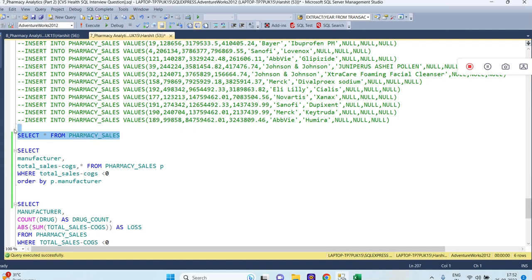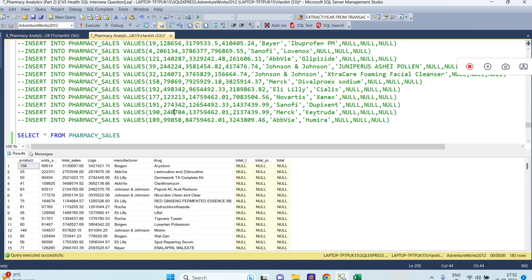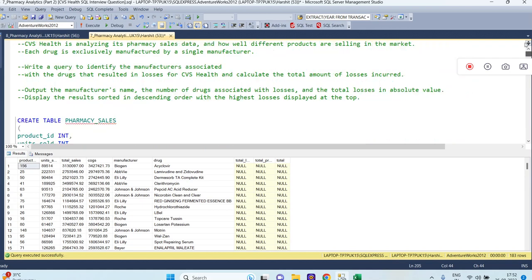So this is the table. Here we need to find the drugs that resulted in the losses for CVS Health, right? So we need to identify how we can consider something as a loss. So total sales minus cost of goods sold, and when this value is less than zero, then we can consider it as a loss.